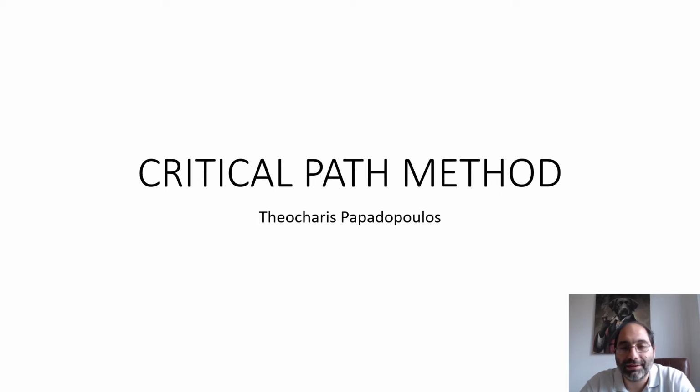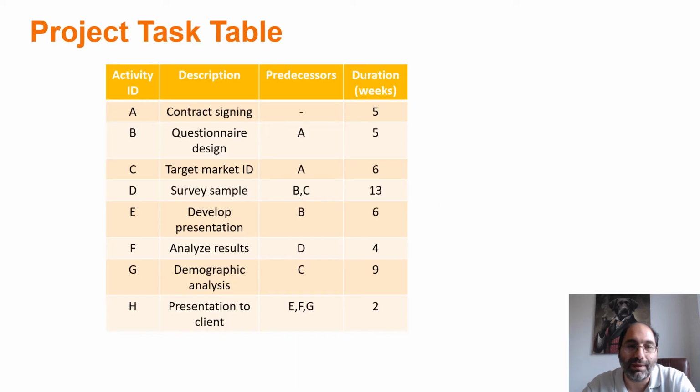One of the most interesting and fun to use tools in project management is the critical path method. It's a method we use to find the critical path in a network diagram and through this estimate the duration of a project. So let's take this example. We have the project with the following tasks: A, B, C, D, E, F, G, and H. In this table, I have included the description of each task, its predecessors, and its duration in weeks.